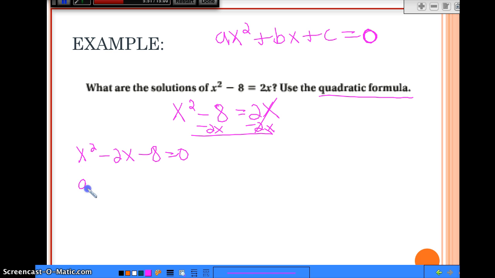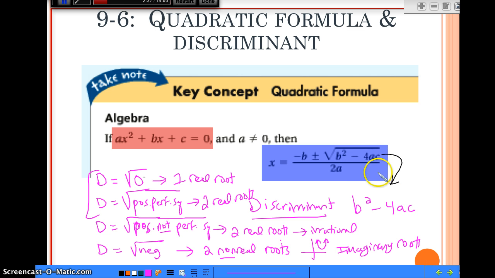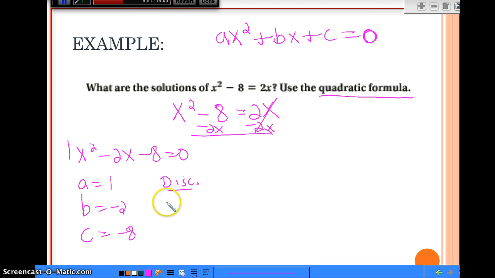Now, let's identify. Our a is equal to 1, our b is equal to -2, and our c is equal to -8. So if they asked us about the discriminant, don't forget the discriminant is b squared minus 4ac. So if we substitute that in, we get (-2) squared minus 4 times a times c.